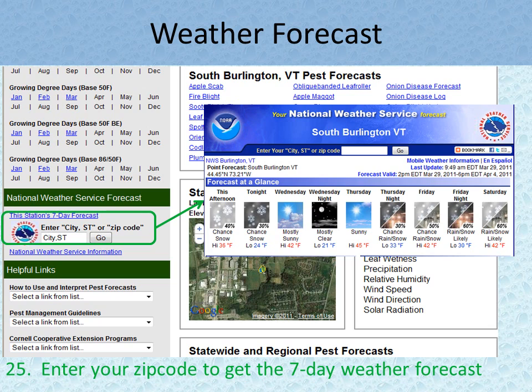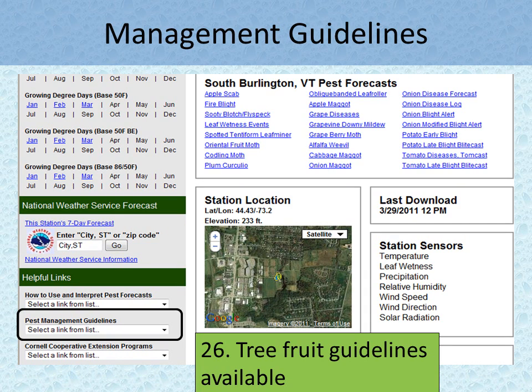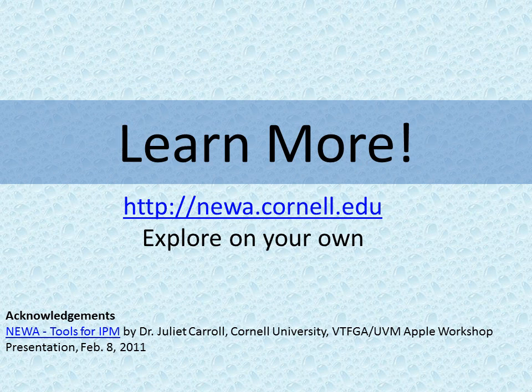You can even check your local weather forecast through the link to the National Weather Service on the NEWA site. There is also a link to online guidelines for growing fruit trees, to ensure that all the information you need is accessible and at your fingertips, right from the NEWA website. So explore newa.cornell.edu on your own and discover what else this weather resource can provide for you.